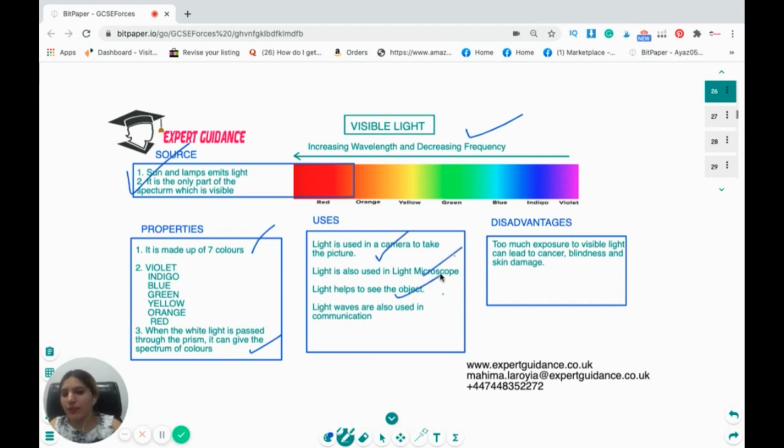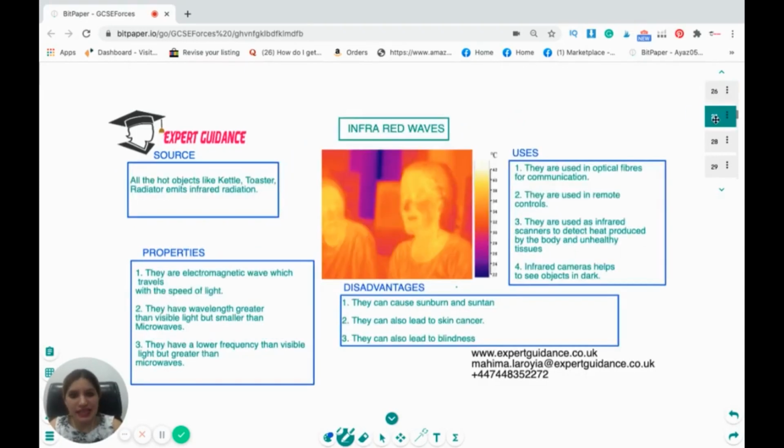Light helps to see the object. Light waves are used in communication. The disadvantage is that too much exposure to visible light can lead to cancer, blindness, and skin damage. Next is the infrared rays.